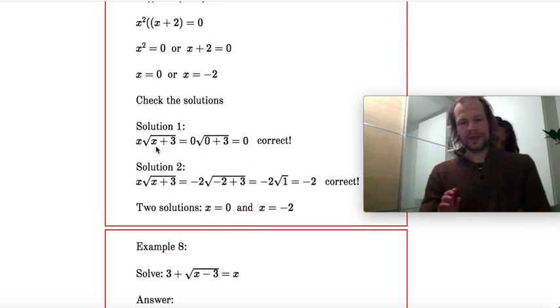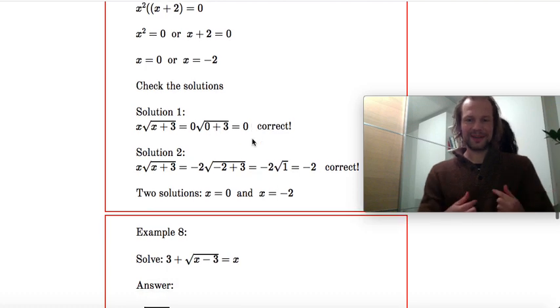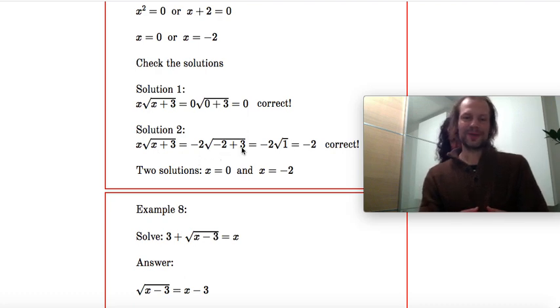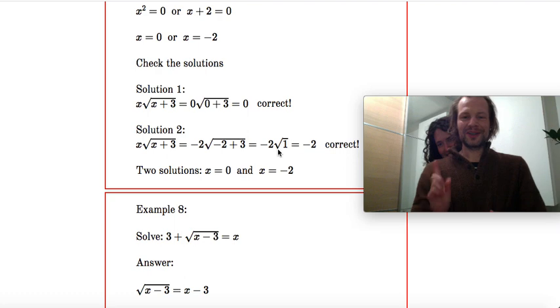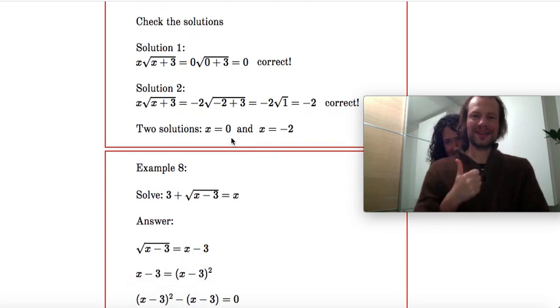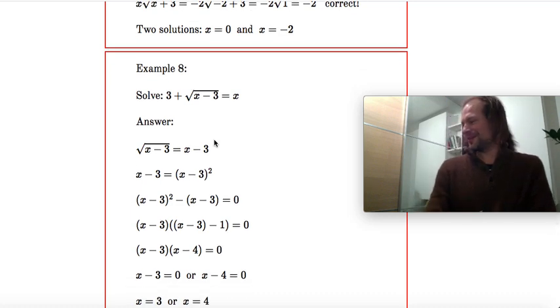X times square root of x plus 3 is 0 times square root of 0 plus 3 is 0. Correct. Second one, x times square root of x plus 3 is minus 2 times square root of minus 2 plus 3 is minus 2 times square root of 1 is minus 2. Correct. Two solutions, x is 0 and x is minus 2. Example 8, we only have to do 3 more examples.